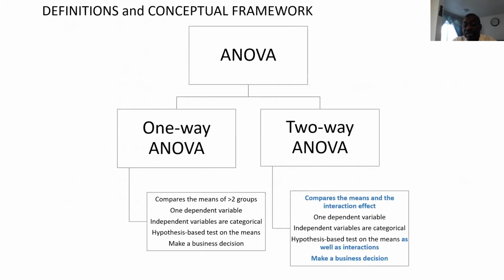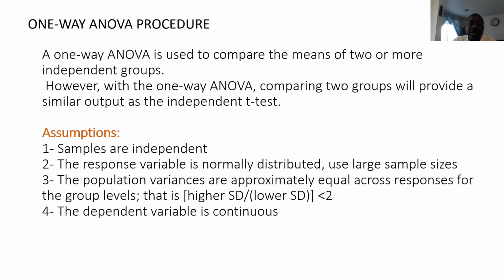Definitely, we will have to make a business decision. So when we do this kind of analysis, it's to make a business decision in the end. The one-way ANOVA follows a certain number of assumptions, which, for example, reflect the independence of the sample.